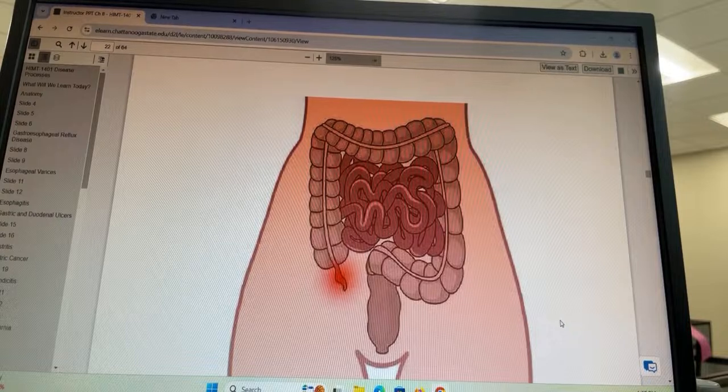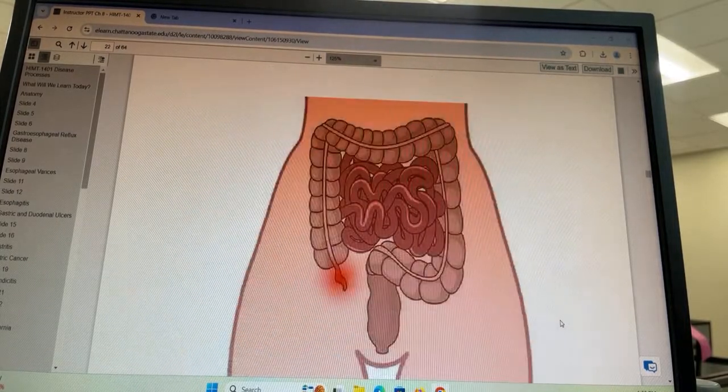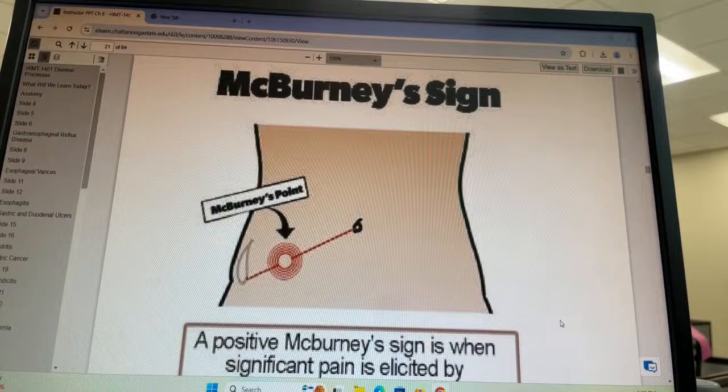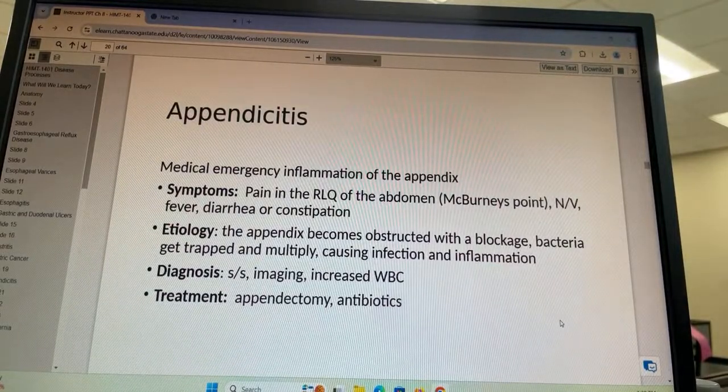That part is the beginning of the large intestine, so the small intestine connects there, and then the anus is the end of the large intestine. So looking at its location, you can see why the pain would be located in this spot, because that's just where the appendix is.